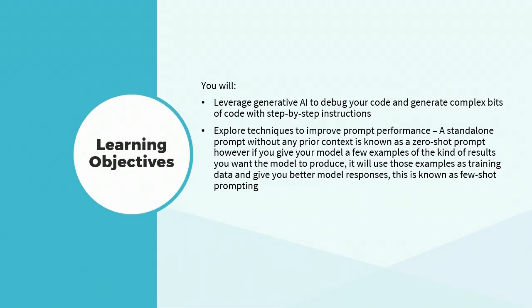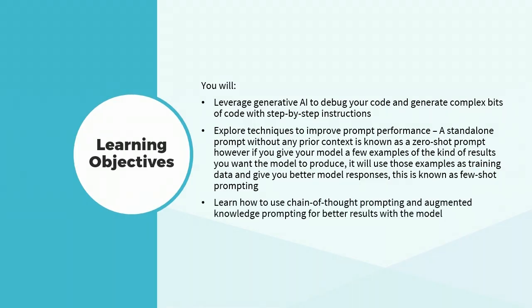A standalone prompt without any prior context is known as a zero shot prompt. However, if you give your model a few examples of the kind of results you want the model to produce, it'll use those examples as training data and give you better model responses. This is known as few shot prompting. In addition, you'll learn how to use chain of thought prompting and augmented knowledge prompting for better results with the model. This course will provide you with a good understanding of a variety of prompting techniques that you can use with generative AI models, allowing you to improve the model's performance on your queries.